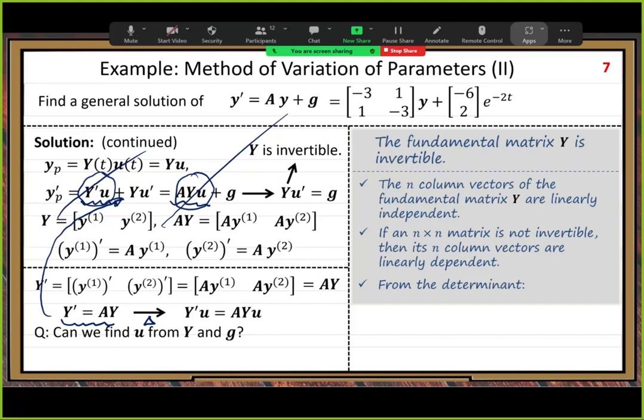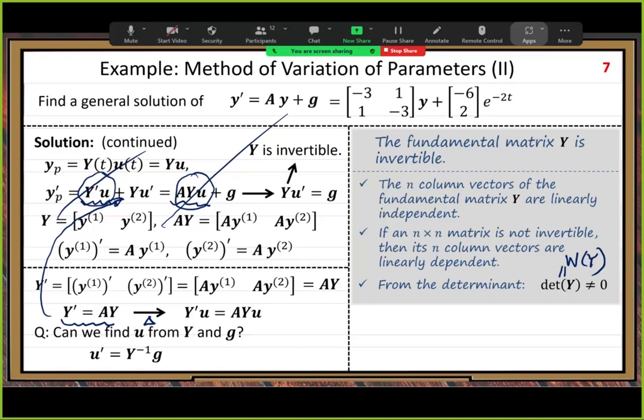From the determinant, we also see the invertibility of Y. The determinant of Y is not equal to 0. The determinant is the Wronskian. Remember, this determinant is our definition of the Wronskian, W of capital Y. The Wronskian is not equal to 0.